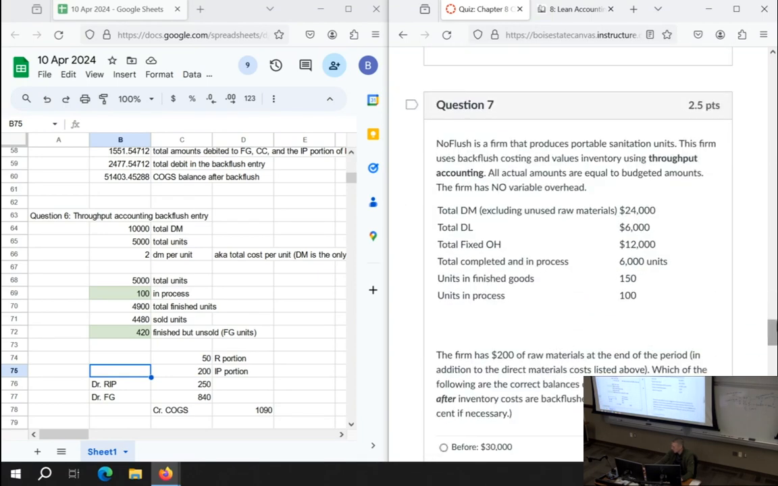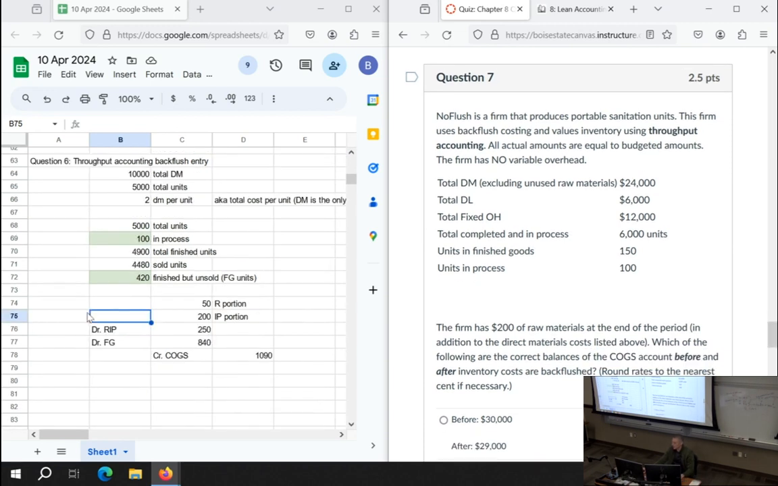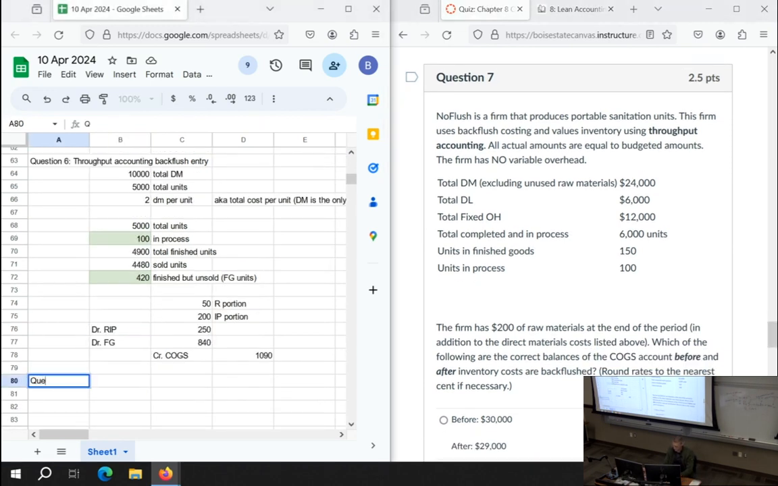Chapter 7, Question 7 has a firm called NoFlush that we're going to do backflush on. Question 7, NoFlush. What are we asking for? COGS before and after.